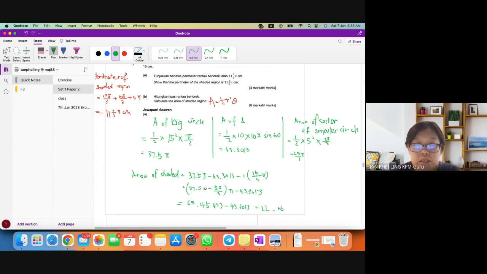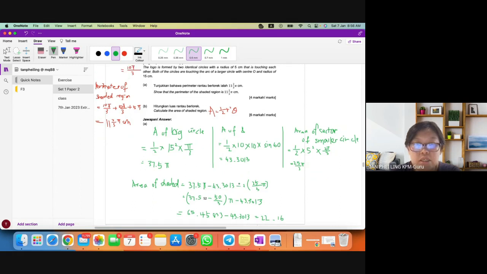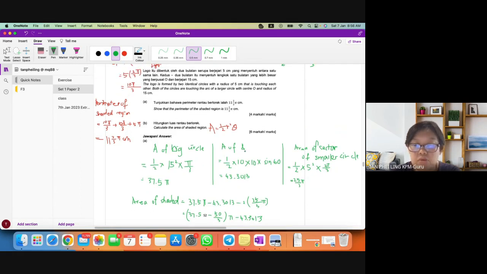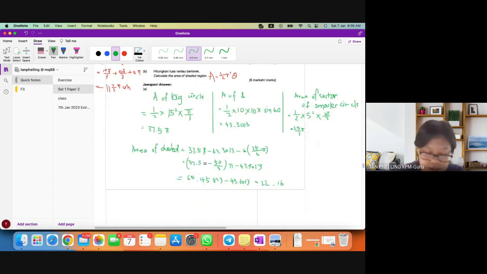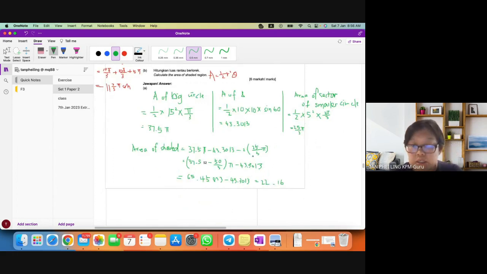Does it ask us to be in pi? No. Okay, so 22.16 cm square.